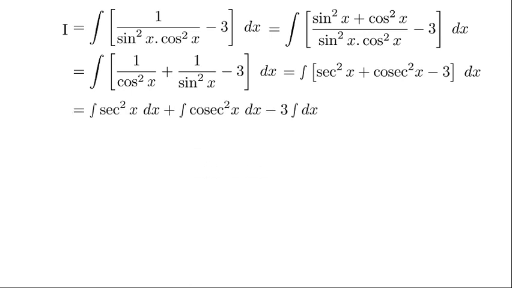Now take separate integration. So integration of sec square x dx plus integration of cosec square x dx minus 3 dx. And so finally I equals tan x minus cot x minus 3x plus c, because integration of sec square x is tan x and integration of cosec square x is minus cot x.